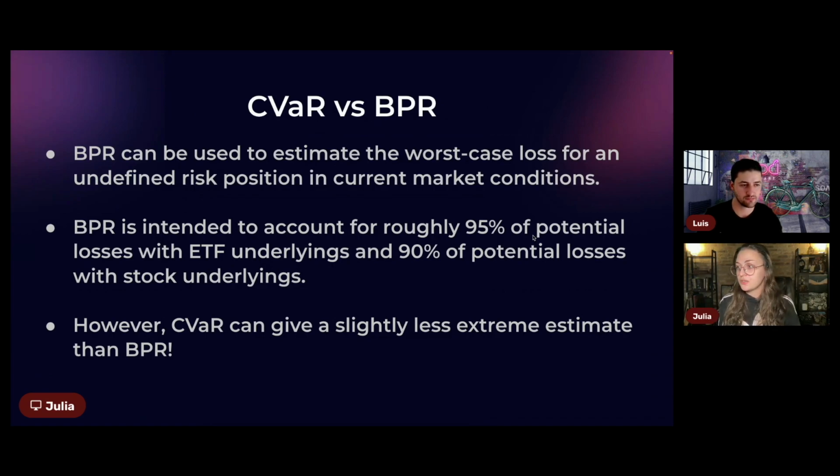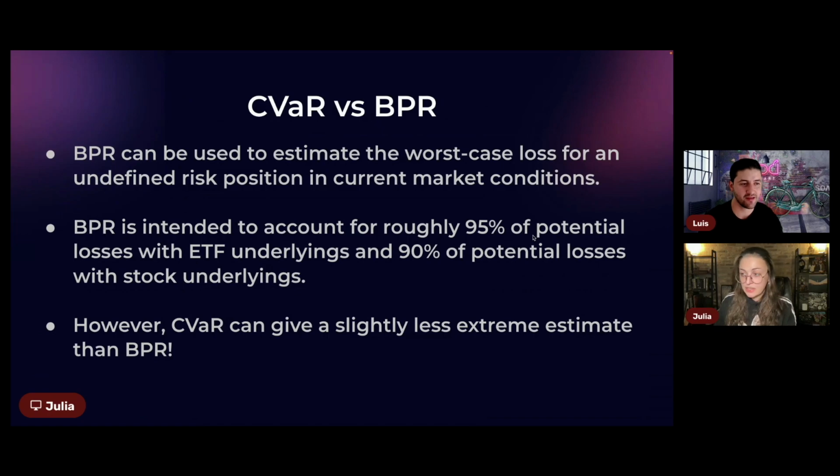It's intended to encapsulate about 95% of the potential losses with ETF underlyings and about 90% of the potential losses with stock underlyings. So it's designed to give you a pretty reliable estimate of the worst case loss, how big that could potentially get. But CVaR can give you a slightly less extreme version of that number. It's always good to keep the worst case in mind. It can exceed the BPR as well, but it's good to keep the BPR in mind. But the CVaR can give you a little bit less extreme of an example, right? Make sense? Makes sense. We good? Definitely yes. Cool.